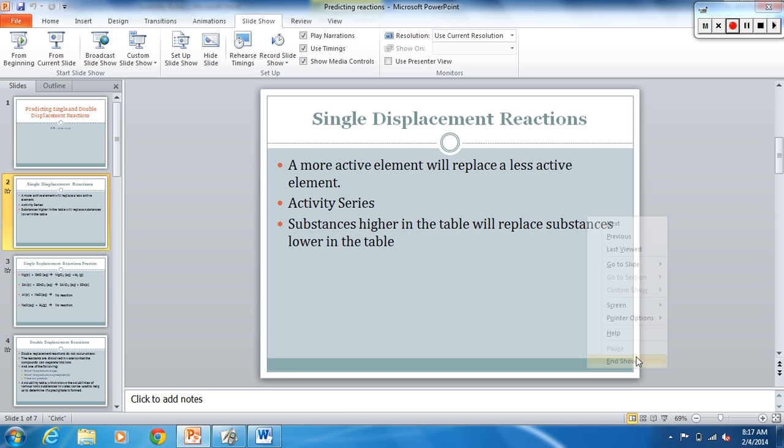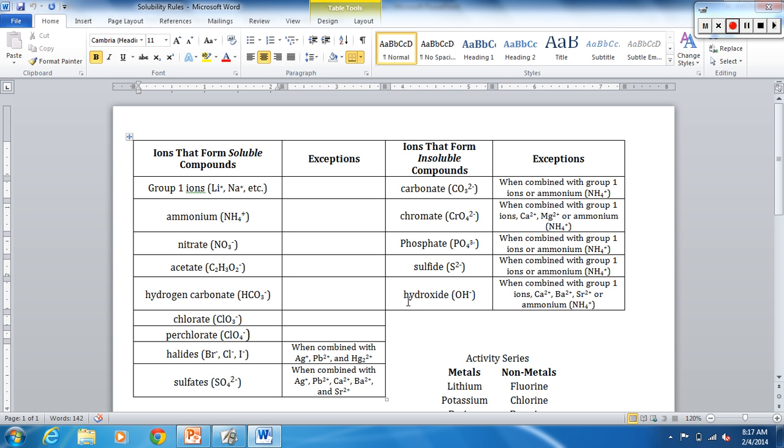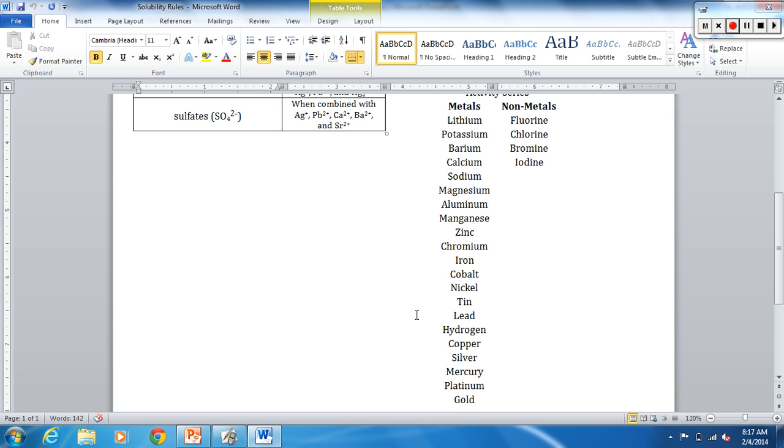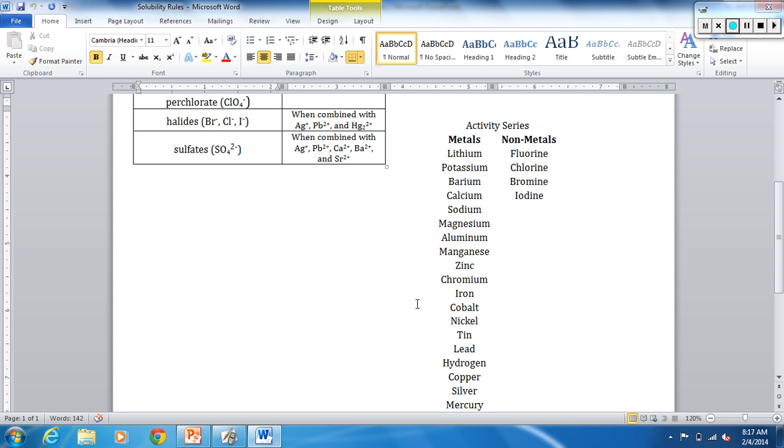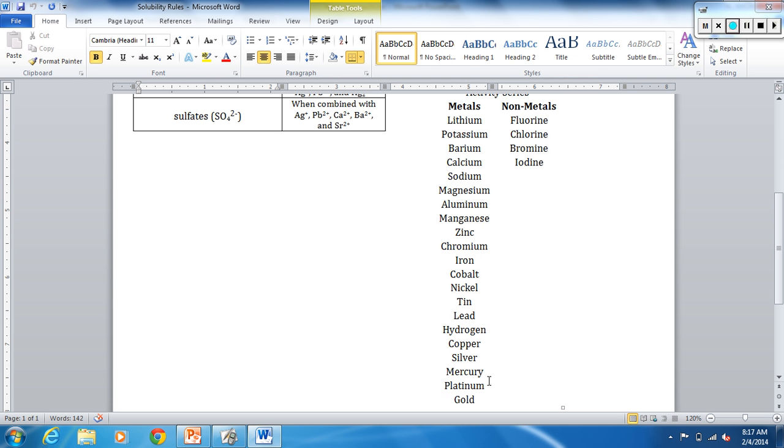Let me come over to here. So you can download this. These are solubility rules, and we're going to talk about those in a little bit. But then down here we have the activity series. So here are metals. The more active metals are at the top, the less active metals are at the bottom. And then the same with nonmetals. So things up here are more attractive than things down here, and so they will replace things that are down there.